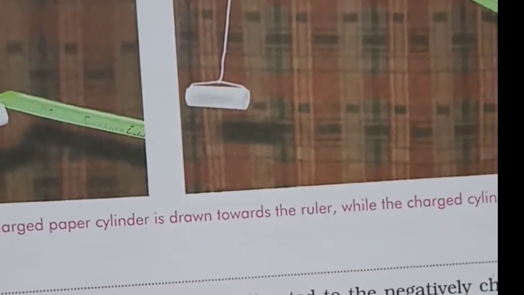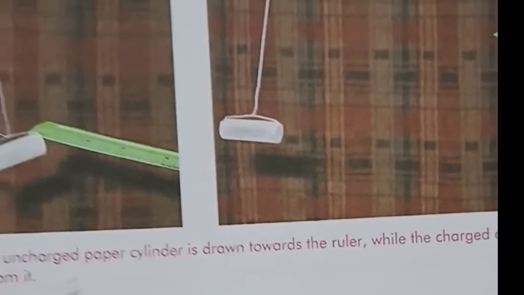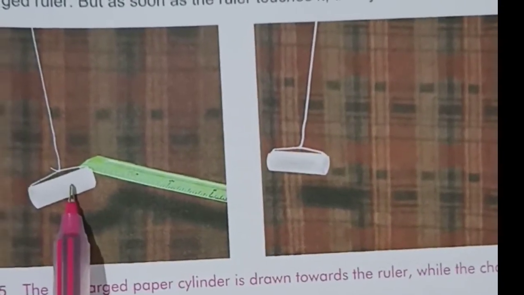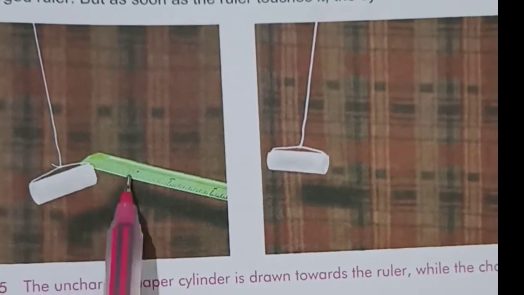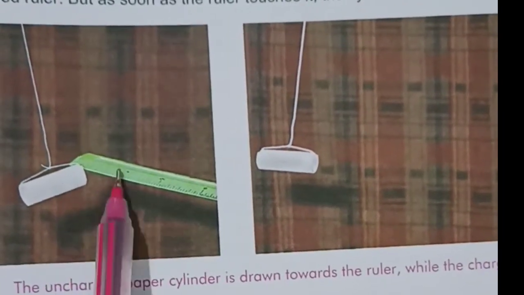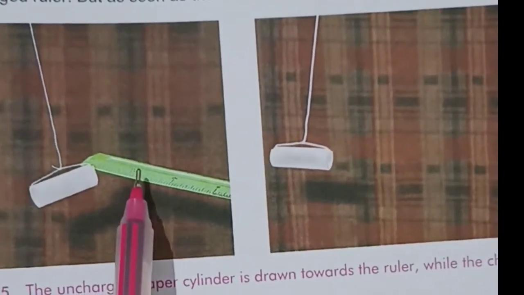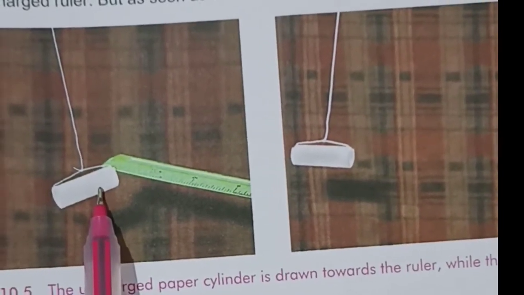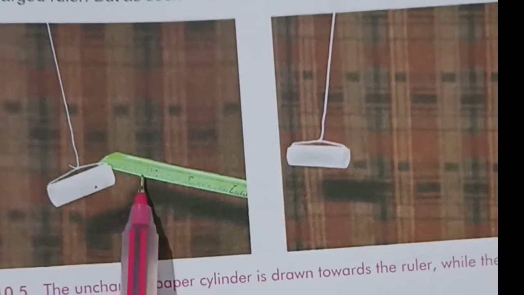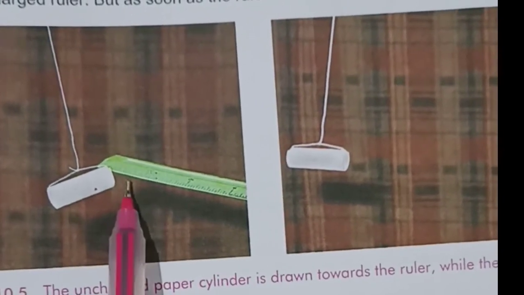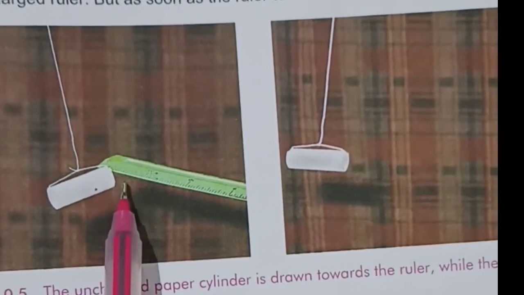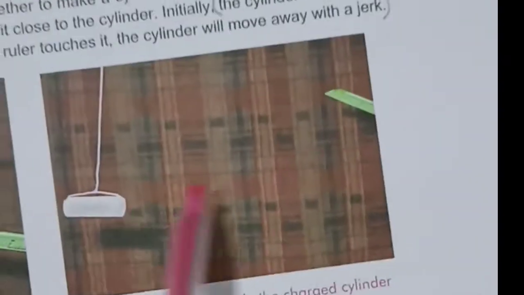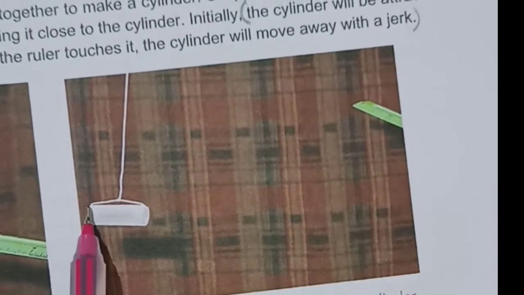So what happens? How does it happen? It so happens that when we have touched it, by conduction, similar charges are acquired in both the bodies. The plastic ruler was negatively charged and the paper cylinder also became negatively charged. Now when both of them got the same charge, we have studied that like charges repel each other. So it repelled and went backward with a jerk.